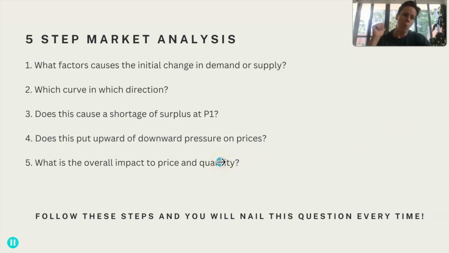So number 1, what factor causes the initial change in the demand or supply curve? Number 2, which curve and in which direction? Number 3, does this cause a shortage or a surplus at P1? We know it must be one or the other. Number 4, does this lead to upward or downward pressure on prices? And number 5, what's the overall impact to price and quantity?